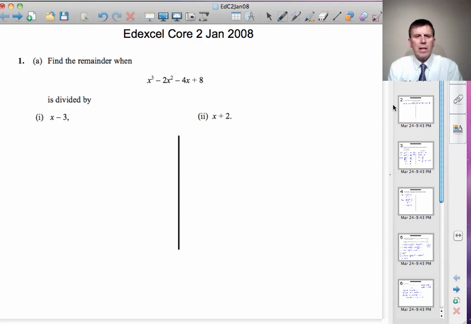Question 1. Find the remainder when x cubed minus 2x squared minus 4x plus 8 is divided first by x minus 3 and then by x plus 2. Well, here we're going to use the remainder theorem.